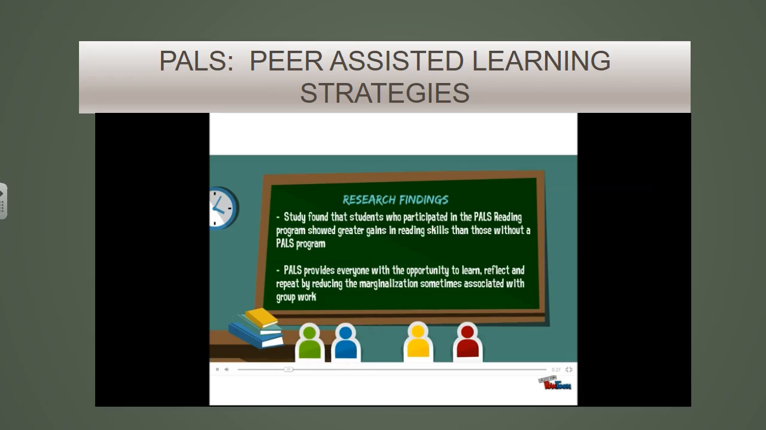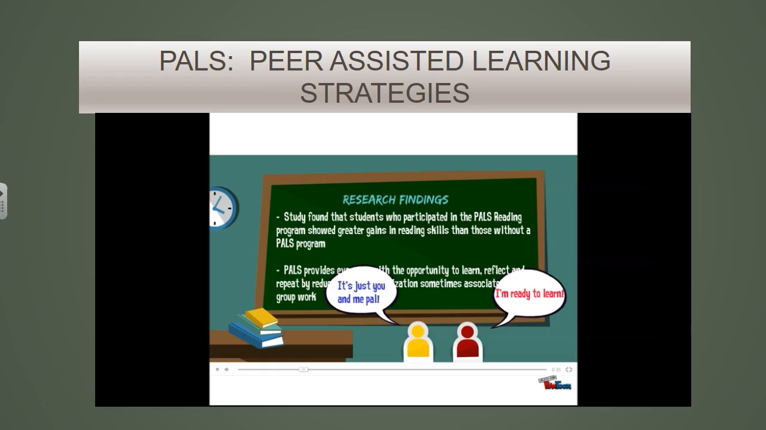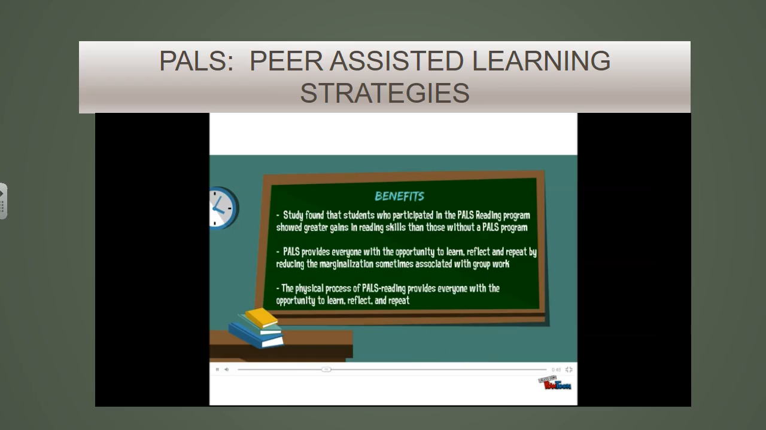The peer tutoring process of PALS reading makes this virtually impossible because each student is assigned a role and responsibility, making both partners equally indispensable. Billy, being unable to hide through the one-on-one interaction, is now forced to learn in a more productive setting, thereby improving his abilities. As such, the physical process of PALS reading, unlike the cooperative learning groups, promotes academic growth by providing everyone with the opportunity to learn, reflect, and repeat.